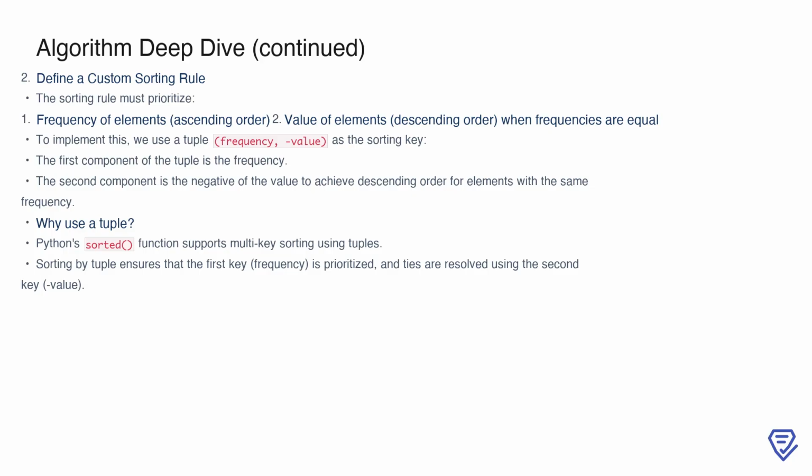The reason for using tuples is that Python's sorted function supports multi-key sorting. By placing the frequency first in the tuple, it gets priority during sorting, and the second key value is used to resolve ties. This approach ensures our sorting logic aligns perfectly with the problem requirements.